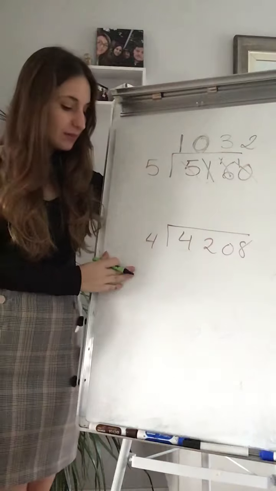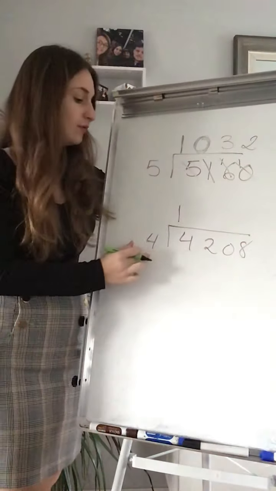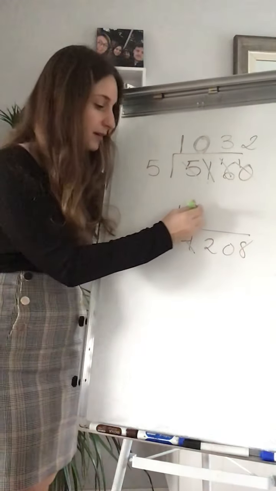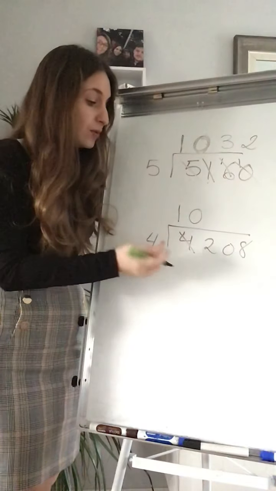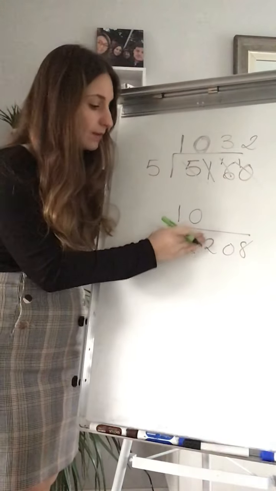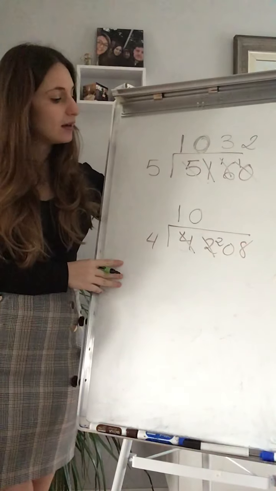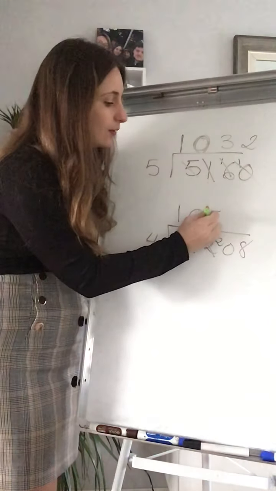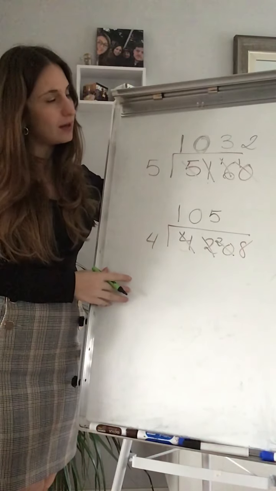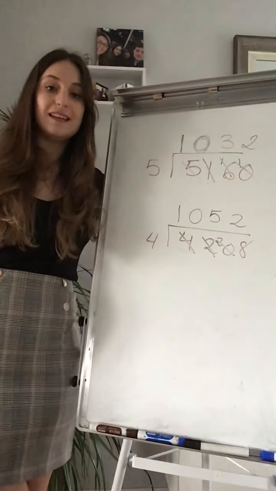Let's go to the last one. 4. I can get 4 by doing 1 times 4 is 4. 2. Well, I cannot get it because it's smaller. I need to put a 0. 0 times 4 is 0. The 2, 20. 20 on my 4 timetable, yeah. 5 times 4 is 20. And 8. 8 on my 4 timetable, yeah. Another multiple. 2 times 4 is 8.